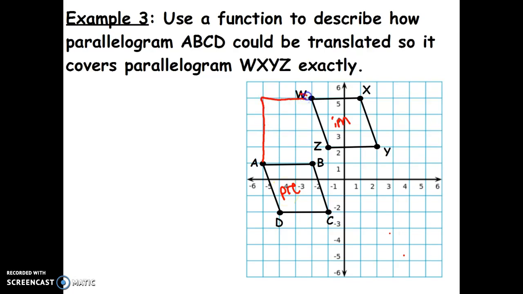I come from A and I travel in this direction. So how far up did I go? 1, 2, 3, 4. So I went 4 up and then 1, 2, 3 right. So I need to write a function that represents that. So the beginning of my function is t(x, y) equals x. X deals with left or right. So I see I'm going 3 right, so that means plus 3. And then y deals with up and down. I see I'm going 4 up, so that's plus 4. And here's your function to represent that.